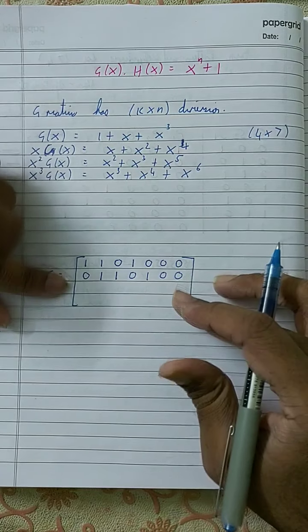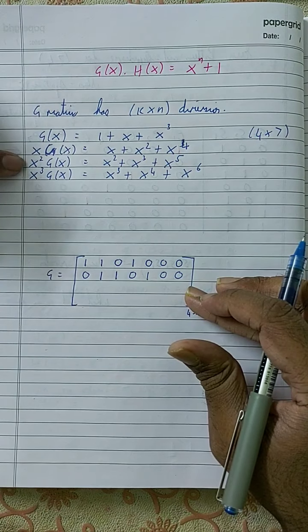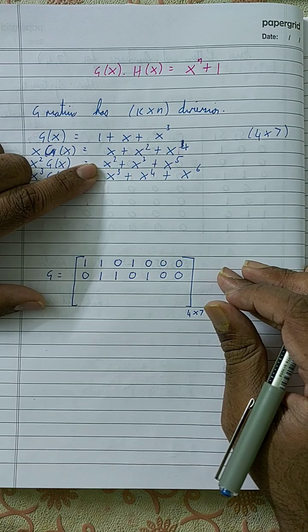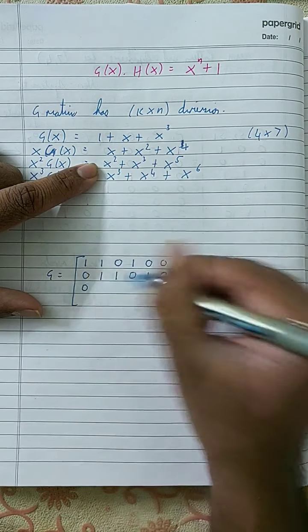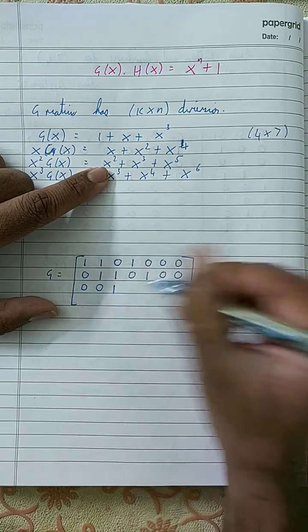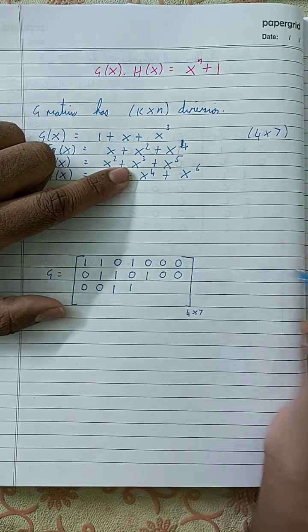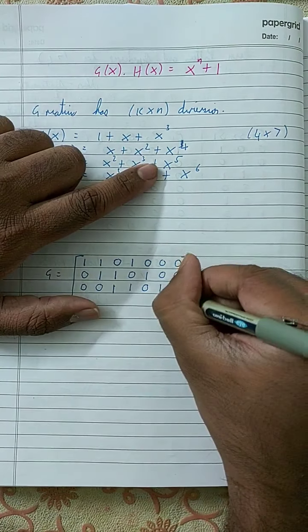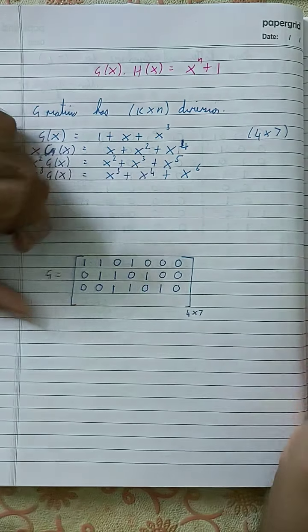Okay. Now let's look at the third row. The third row means I will be looking at this x squared g(x). So the coefficient of x raised to 0 is 0. The coefficient of x is 0. The coefficient of x square is 1. The coefficient of x cube is 1. The coefficient of x raised to 4 is 0. The coefficient of x raised to 5 is 1. And then I put the other 0 over here.